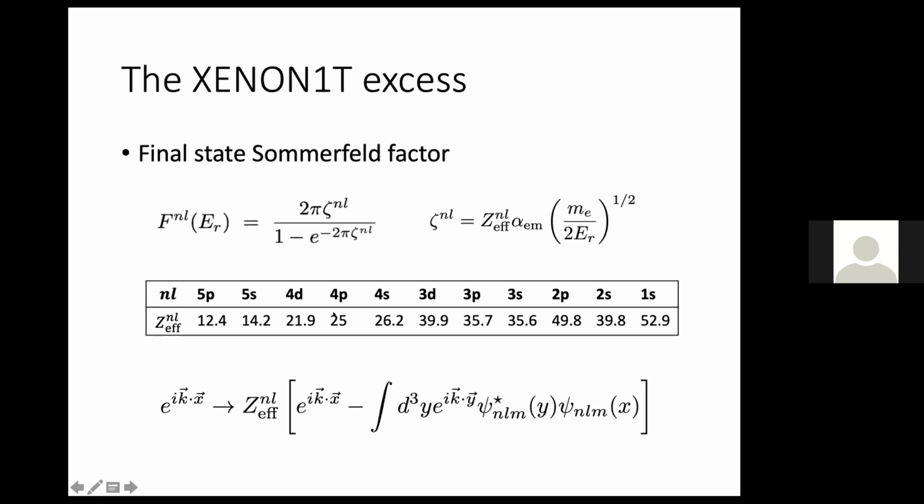Basically, it might be the electron from the inner shells, so the Z factor can actually be large. You can see this is the effective number of this Z factor. In a realistic calculation, we should replace the plane wave with this one to get the more accurate form factor we need to use.